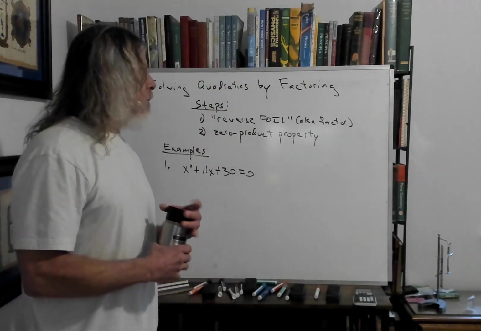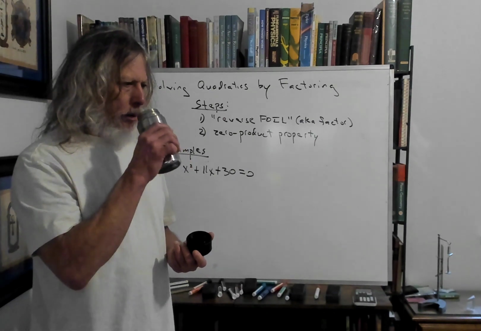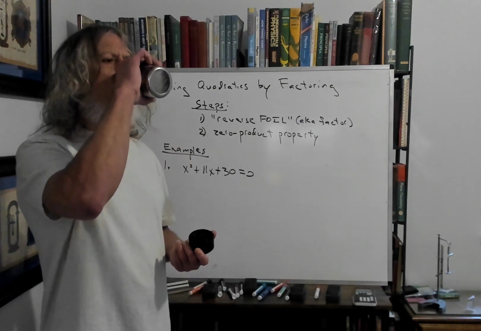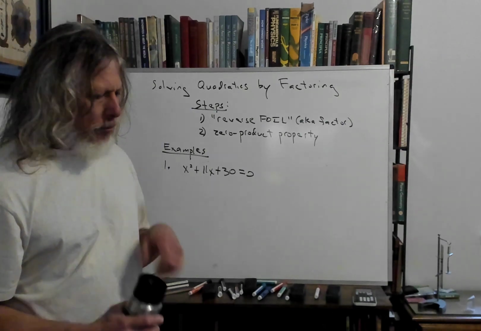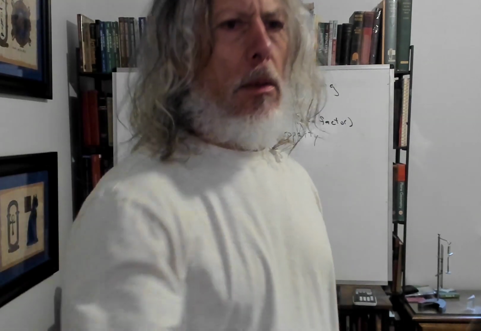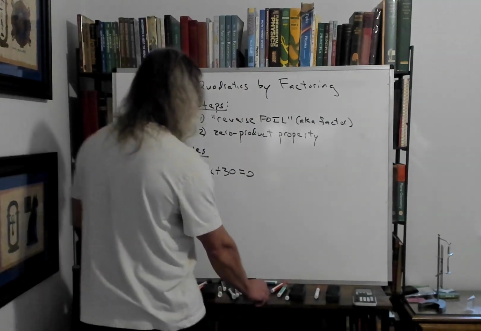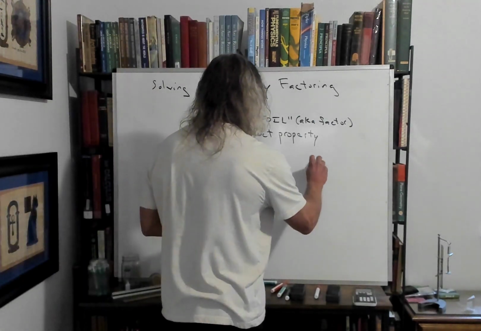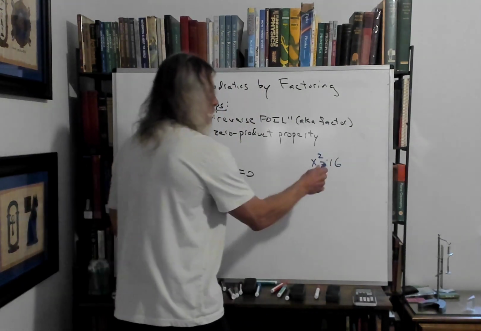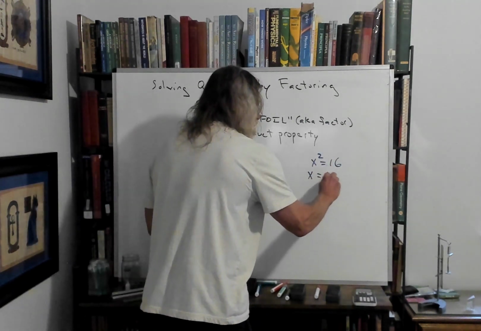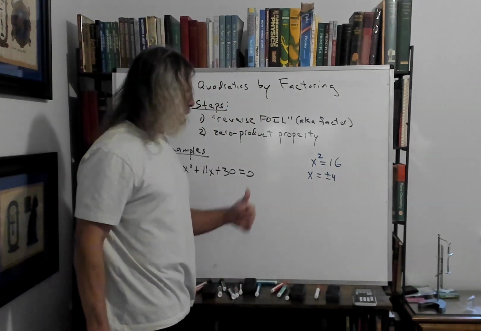Solving quadratics by factoring. So, reverse FOIL in other words. Once we've solved some quadratics, we know what they are. We've done some: x squared is 16, square root, x is plus or minus 4. Don't forget your plus and minus, please.